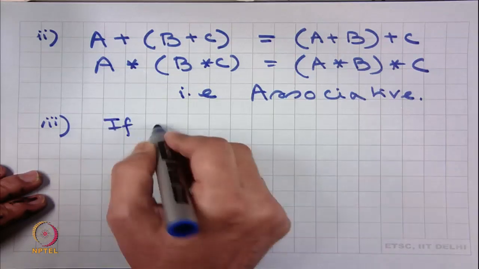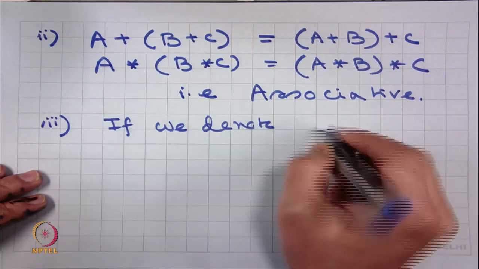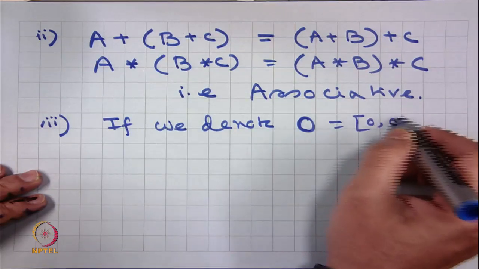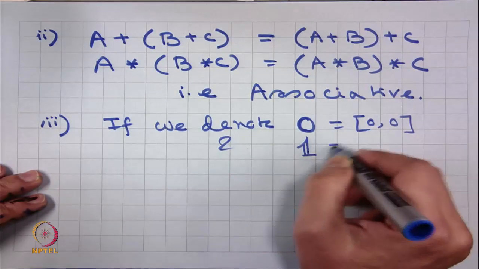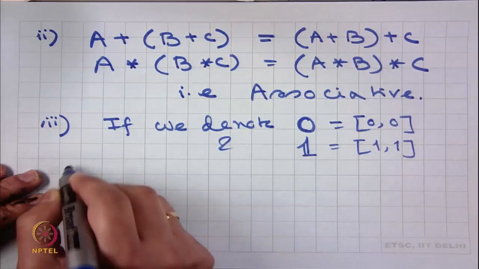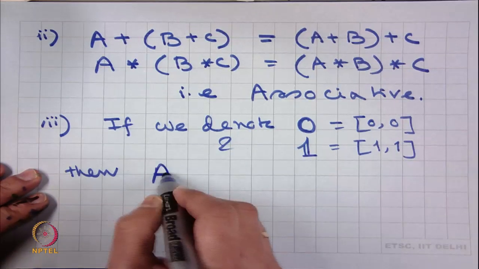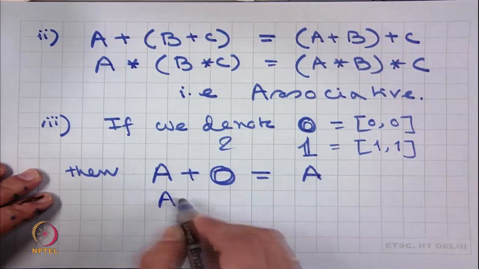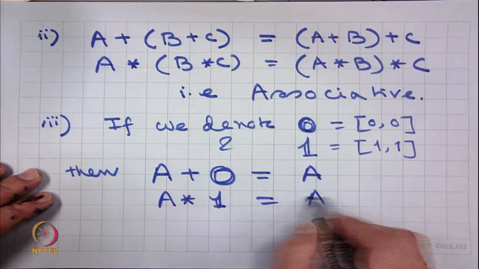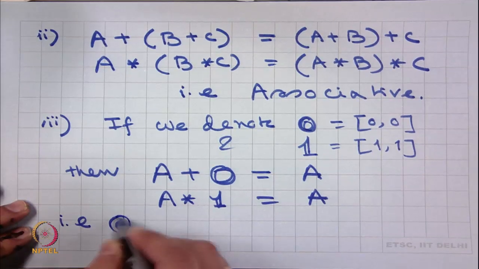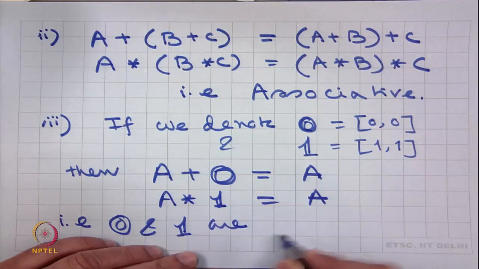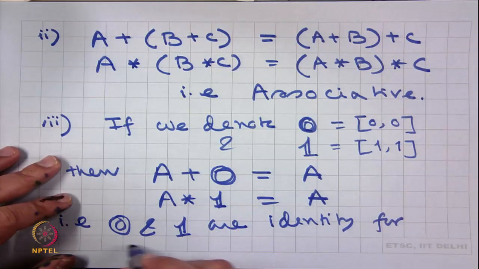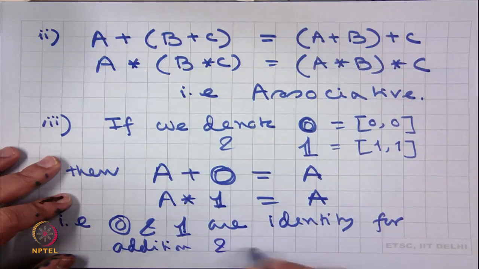If we denote by 0 the interval [0, 0] and 1 the interval [1, 1], then A plus 0 is equal to A and A star 1 is equal to A. That is, 0 and 1 are identity for addition and multiplication.